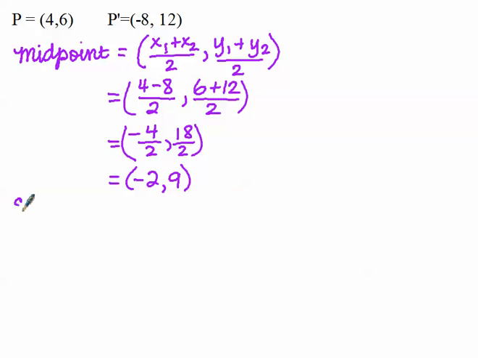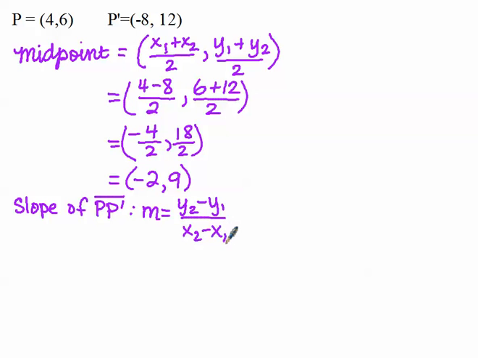The other thing I said I needed was the slope of P P prime. Remember, slope is (y2 minus y1) over (x2 minus x1). So the slope in this case, m equals 12 minus 6 over negative 8 minus 4. So I get 6 over negative 12, or negative 1/2.